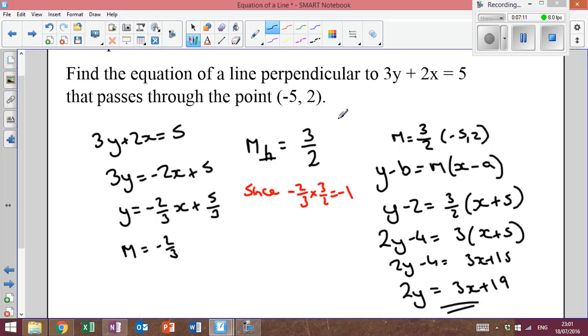Okay, as I say, everything here is revision. You may have a little bit of perpendicular work, but you know that now. It's just putting that together with the equation of a straight line stuff that you know.